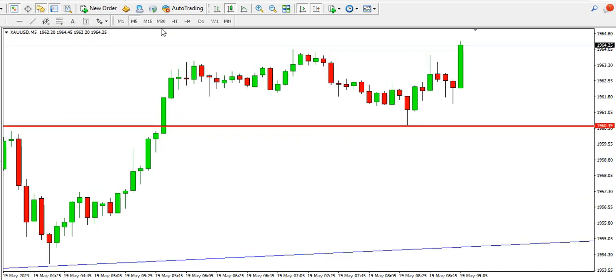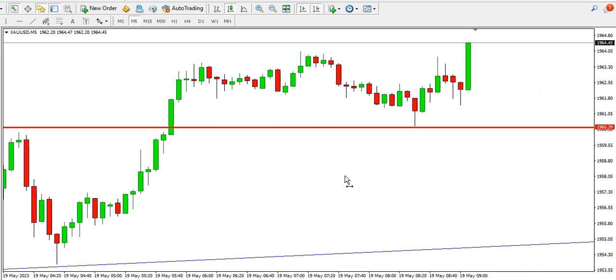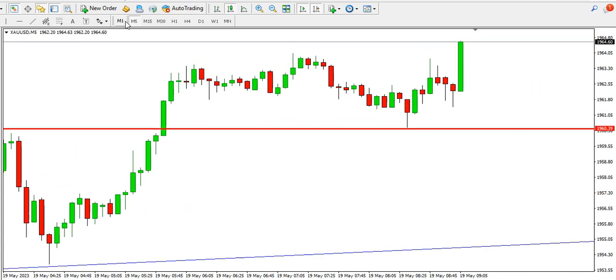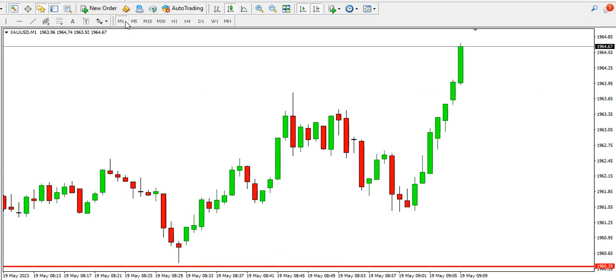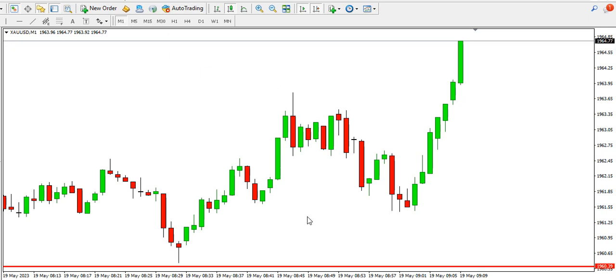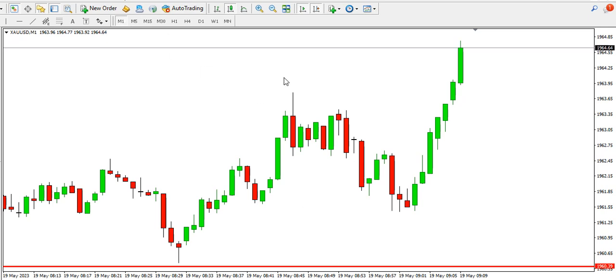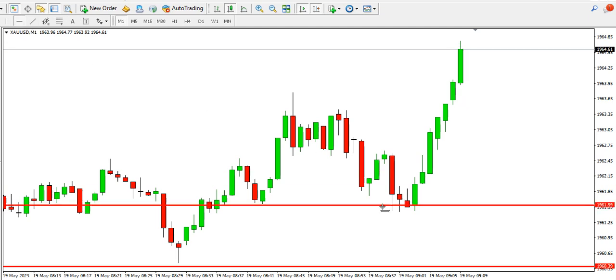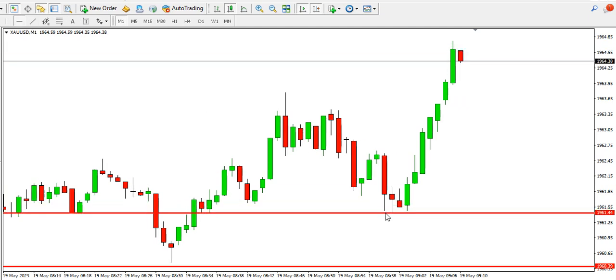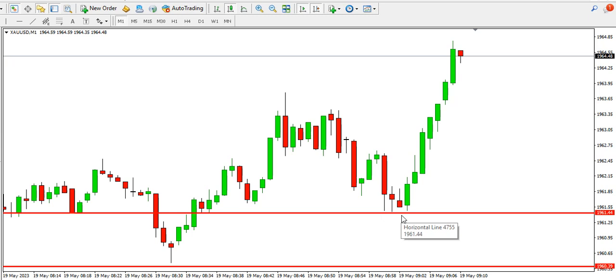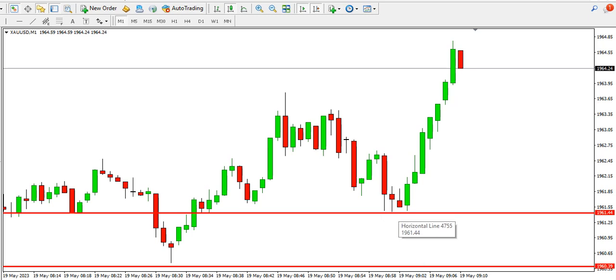On the 5 minutes time frame, the buyers are in control and they are trying to push price up. On the 1 minute time frame, it's buying, so look for buying opportunities. Your stop loss, you might want to place your stop loss around here, 1961.44.